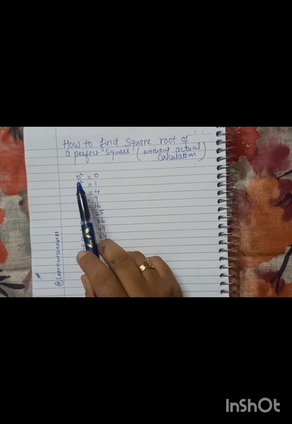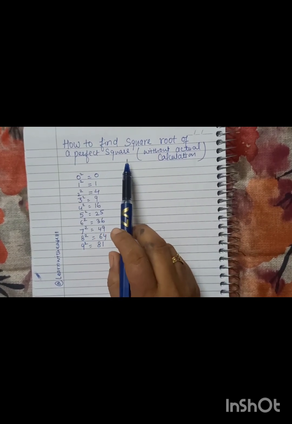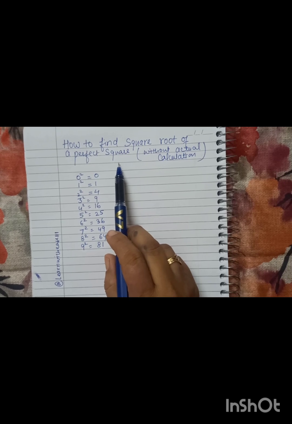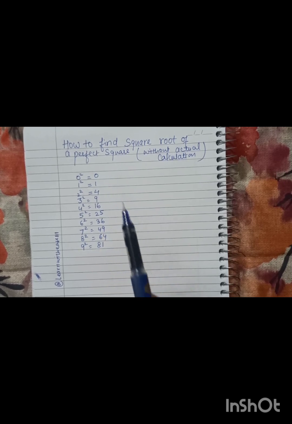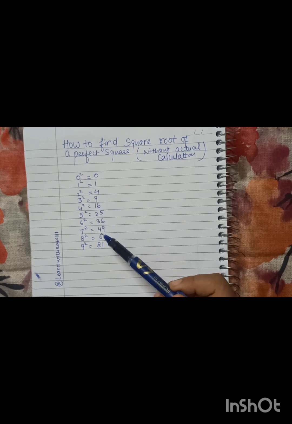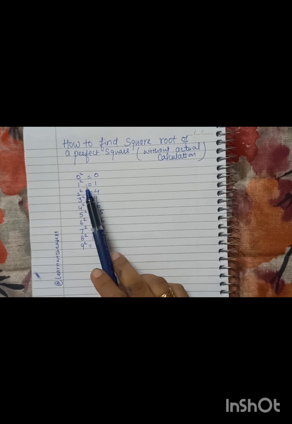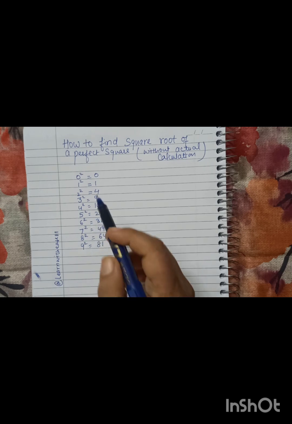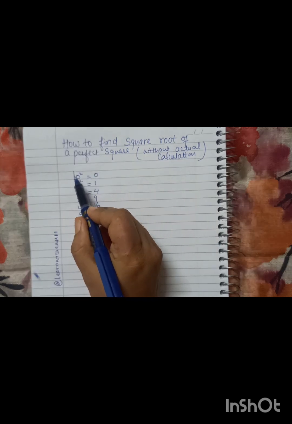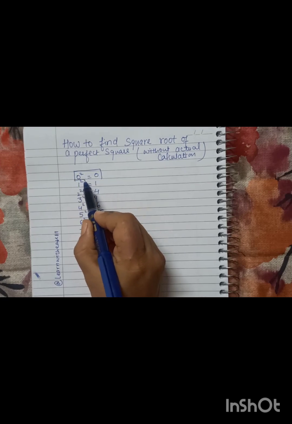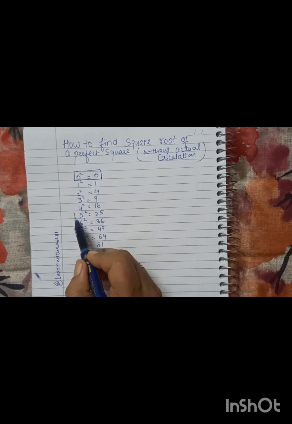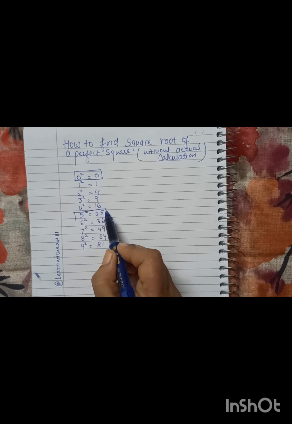Hi, today we'll start about how to find square root of a perfect square without actual calculation. Before I start the topic, I want you to see the symmetry in the squares of the 10 digits we have, 0 to 9. 0 square is 0, 1 square is 1, 2 square 4, 3 square 9, 4 square 16, likewise. So 0 is the only number whose square ends with 0 and 5 is the only number whose square ends with 5.